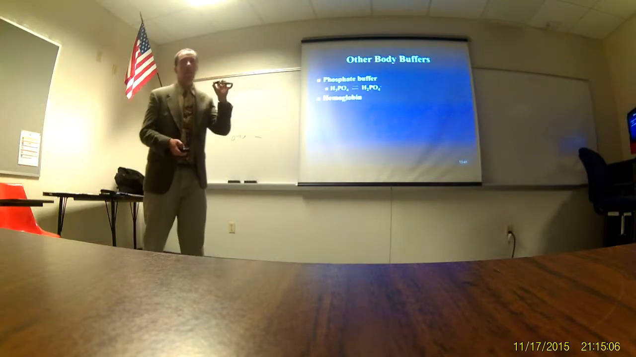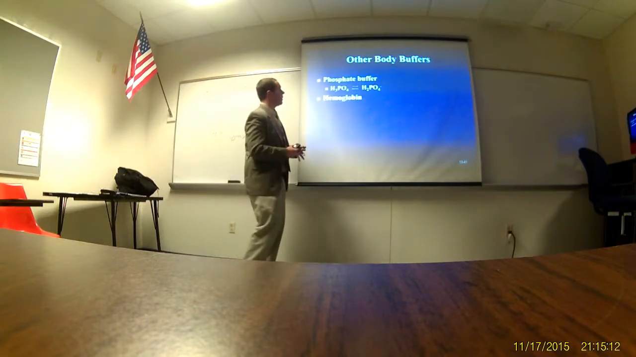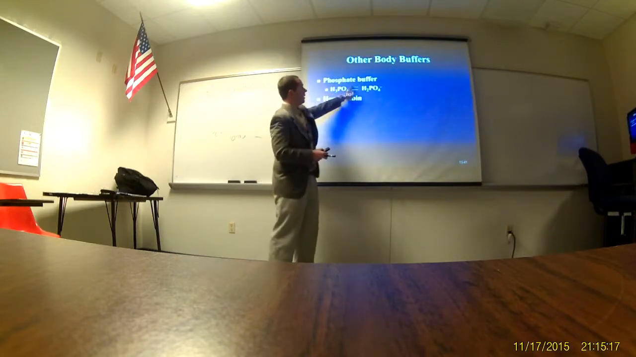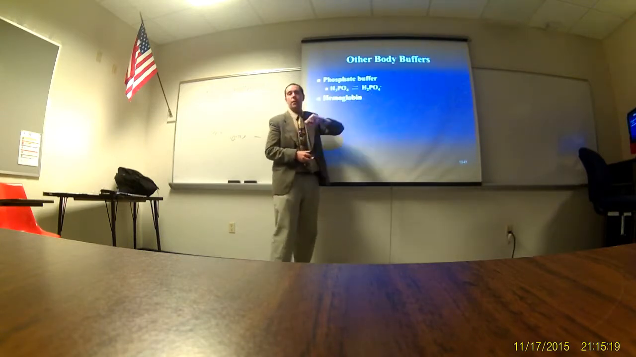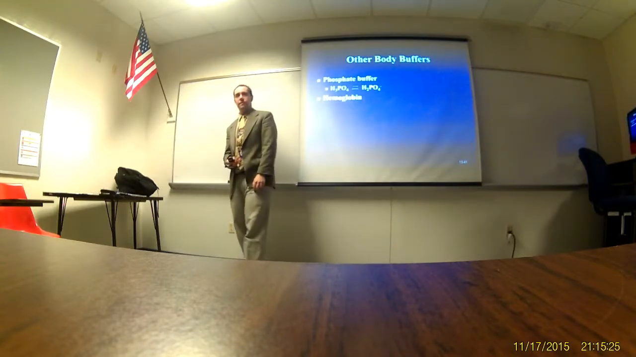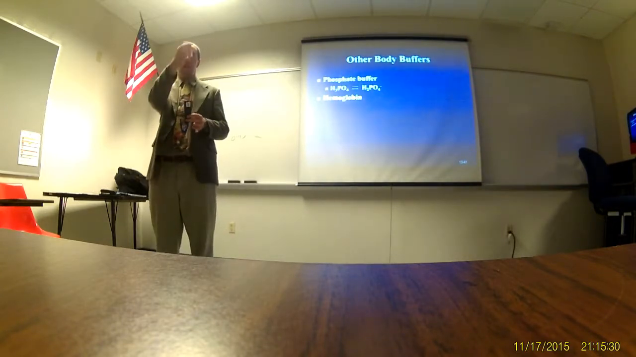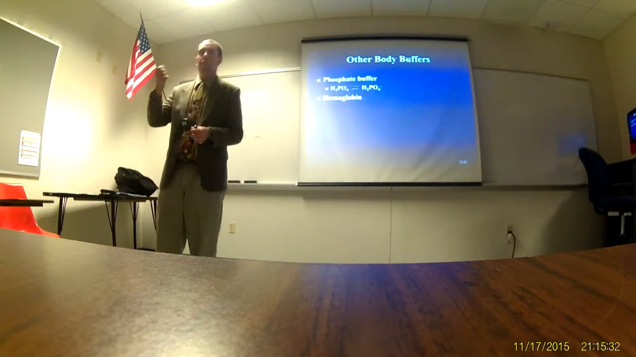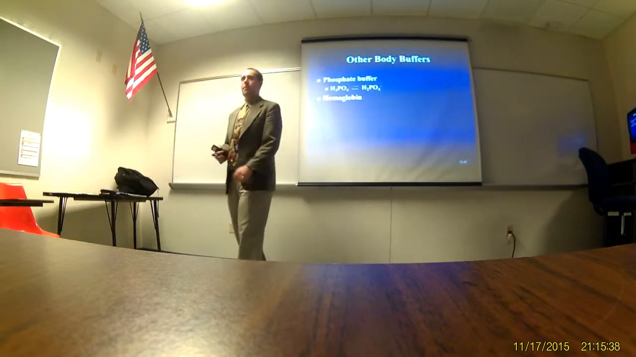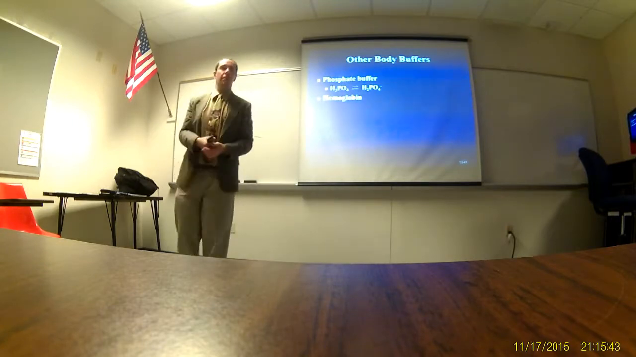There are a couple other buffers in our body, but bicarbonate is by far the biggest one. One of the other ones is a phosphate buffer, which is phosphoric acid with its conjugate base, H2PO4 minus. And then hemoglobin. What is hemoglobin? Hemoglobin is the protein in your blood that holds oxygen. But it itself can act as a buffer. So these things kind of help, but the bicarbonate is by far the biggest thing.